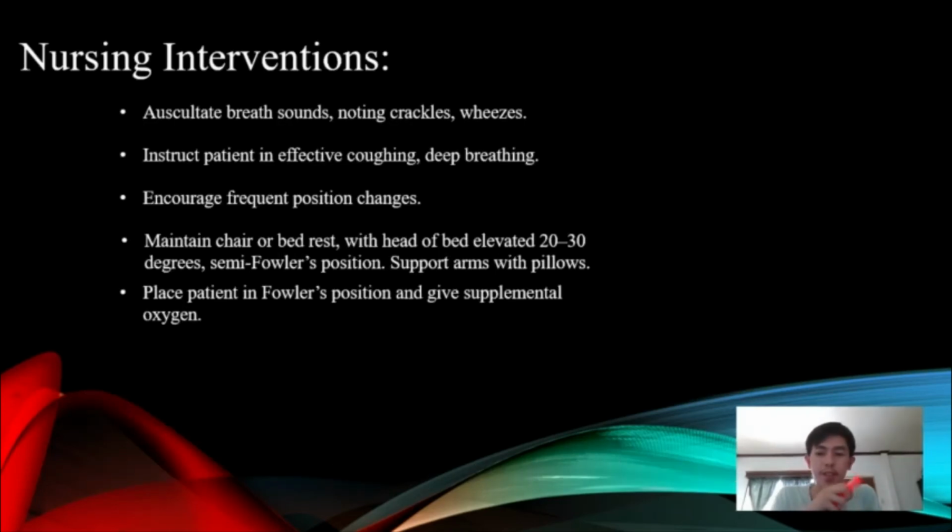Our nursing interventions would include to auscultate breath sounds, noting crackles and wheezes. We should also instruct the patient in effective coughing and deep breathing. We should encourage frequent position changes, maintain chair or bed rest with the head of bed elevated 20 to 30 degrees, semi-Fowler's position, and support arms with pillows. Place patient in Fowler's position and give supplemental oxygen.